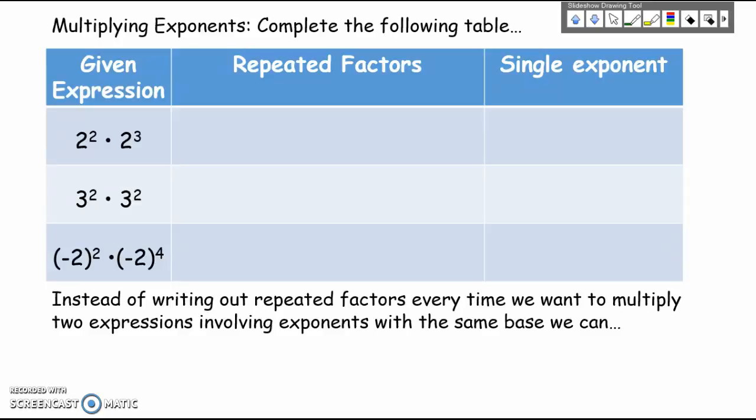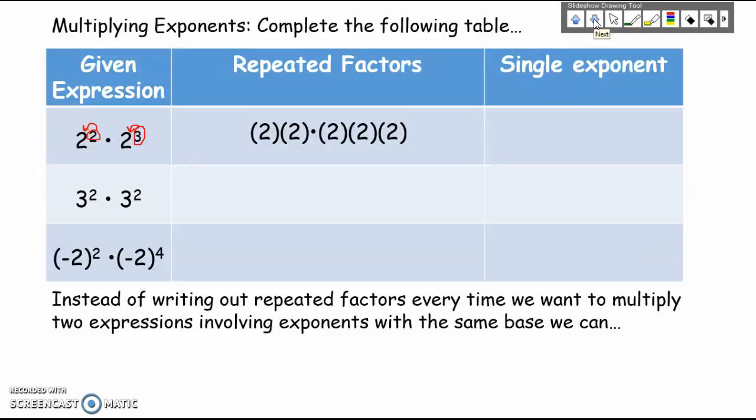We are going to go ahead and write that out as repeated factors. In other words, how would we write out 2 to the second? Well, hopefully you will recall that when we have an exponent of 2, that tells us that we're going to multiply our base times itself 2 times. And when we have an exponent of 3, it tells us that we're going to multiply this base by itself 3 times. So if I write that out as repeated factors, it'll look like this. 2 times 2 times 2 times 2 times 2.